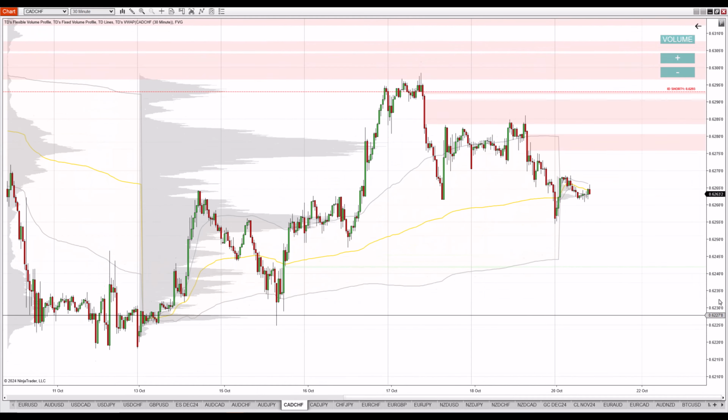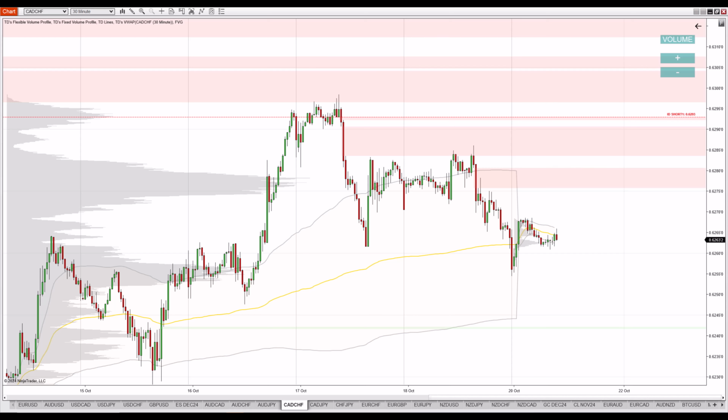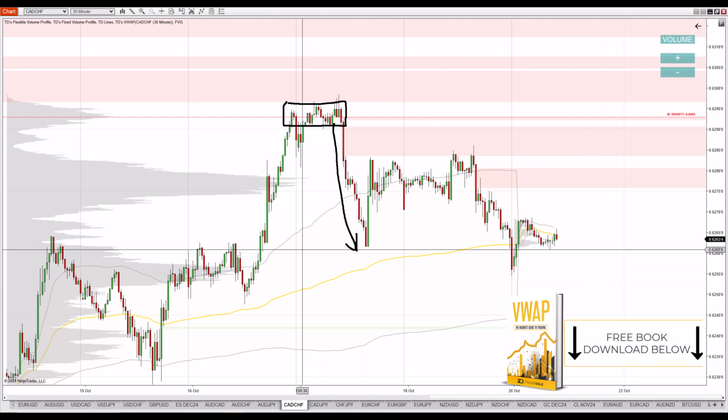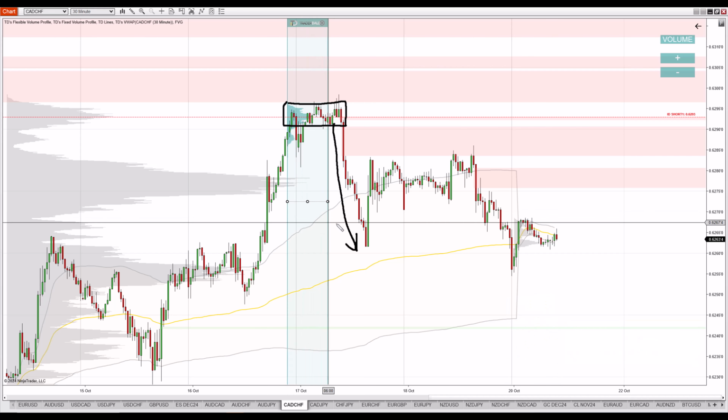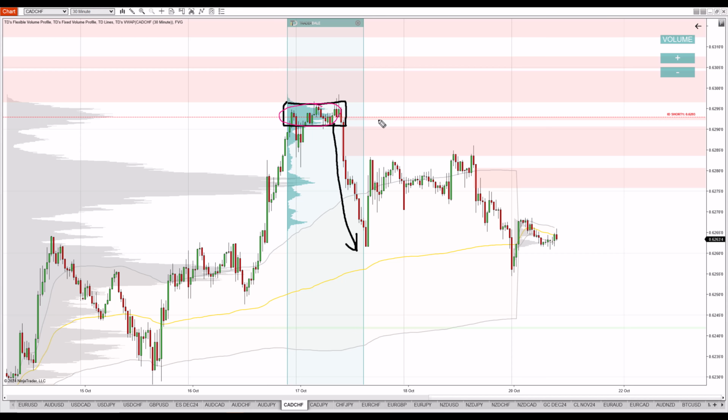So this is a 30-minute chart of the Australian dollar Swiss franc. And what we have here is a volume profile setup, which I call the volume accumulation setup. What you need to see is a rotation followed by a strong trend activity. Then you use the volume profile over the rotation zone, and you can also use it over the trend area. And you want to see heavy volumes in that rotation from which that trend starts.